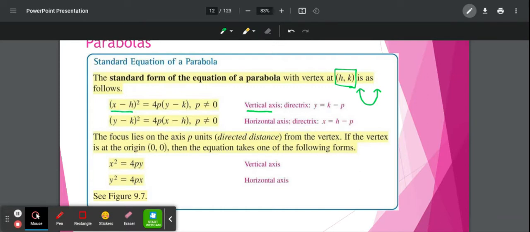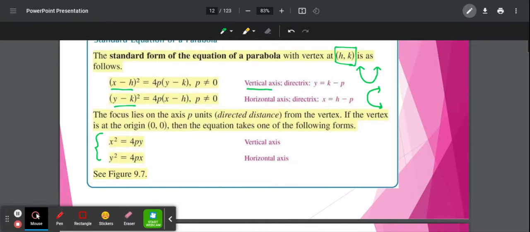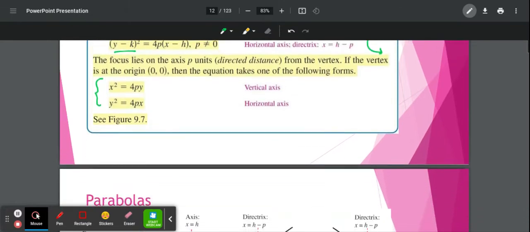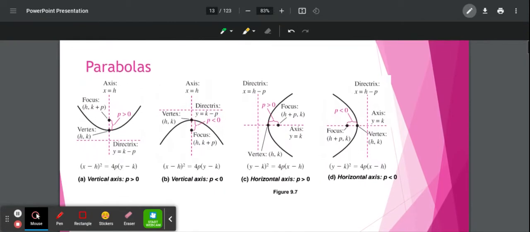So x minus h squared equals 4p times y minus k. If you have a horizontal axis, your parabola would open horizontally, and that's why you have that y squared equation. If your vertex lies at the origin, then we don't have to worry about the h and the k, and you would just have one of these two equations. And again, these are all on that formula sheet for you. So these are all your different options for parabolas.